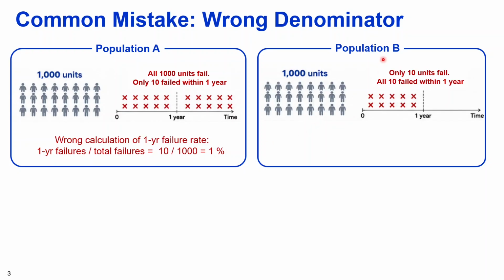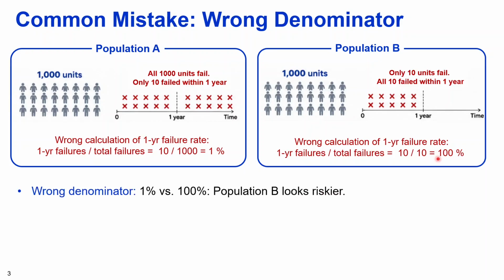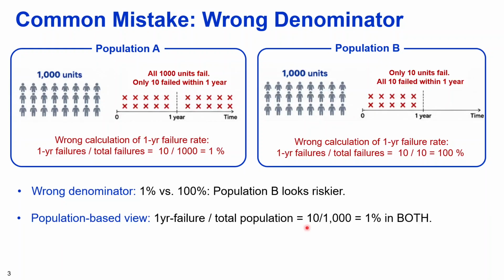And then in population B, we also have 1,000 units, but only 10 units fail, and all the 10 failures happen within the first year. With the same calculation method, we get 10 divided by 10, which is 100%. So this metric makes population B look dramatically riskier, 100% versus 1%. But both populations actually have the same 10 early failures out of the total 1,000 units. From a population-based view, that is 1% in both cases.